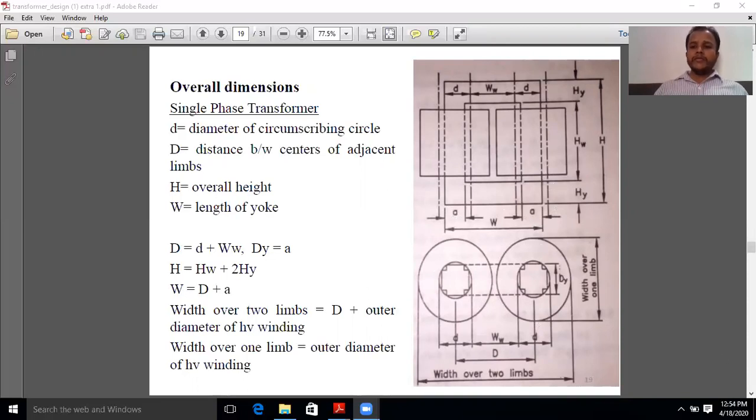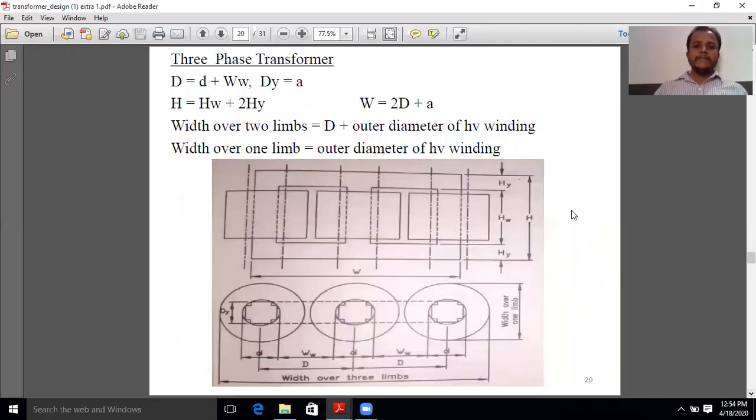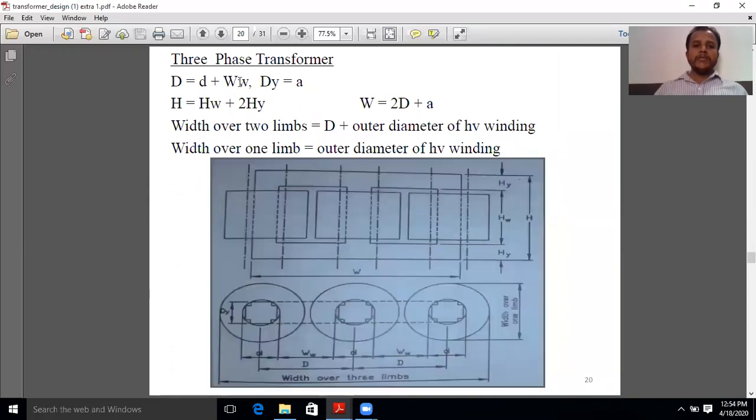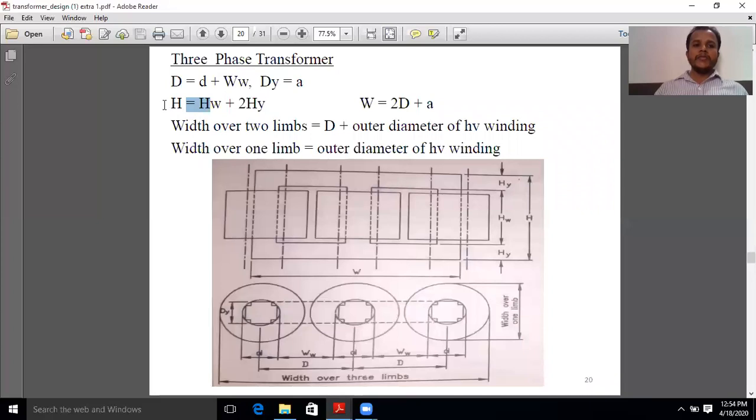Now for the three phase transformer, we see this is the three phase transformer. Now here again, this is the W, this is Hy, Hw and H. This is the total H, you can say. Now the capital D will be d plus Ww, and dy is again a, same as the single phase. The H will be again Hw plus 2Hy, and W will be 2D plus a. So this is about the three phase transformer.